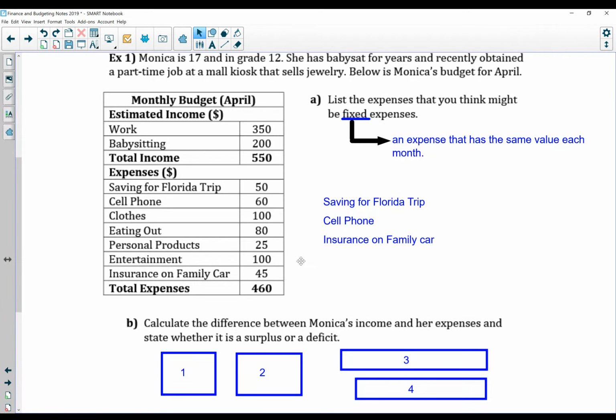Okay. The rest of these expenses, like going out for dinner, you can budget about $80, but you never really know if it's going to be exactly $80. For entertainment, you can budget $100, and you never really know if you're going to spend exactly $100. So those are not fixed expenses.